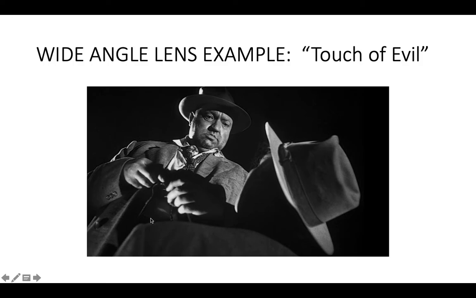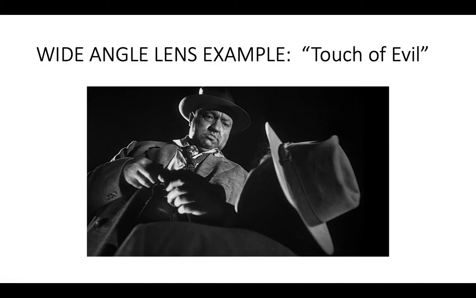The camera is positioned low, looking up, right? So that also affects how we see this image. But what is so interesting is that his hands, which are in front of him, seem to be much larger than normal. The hands are distorted. The hands are monstrous, right?